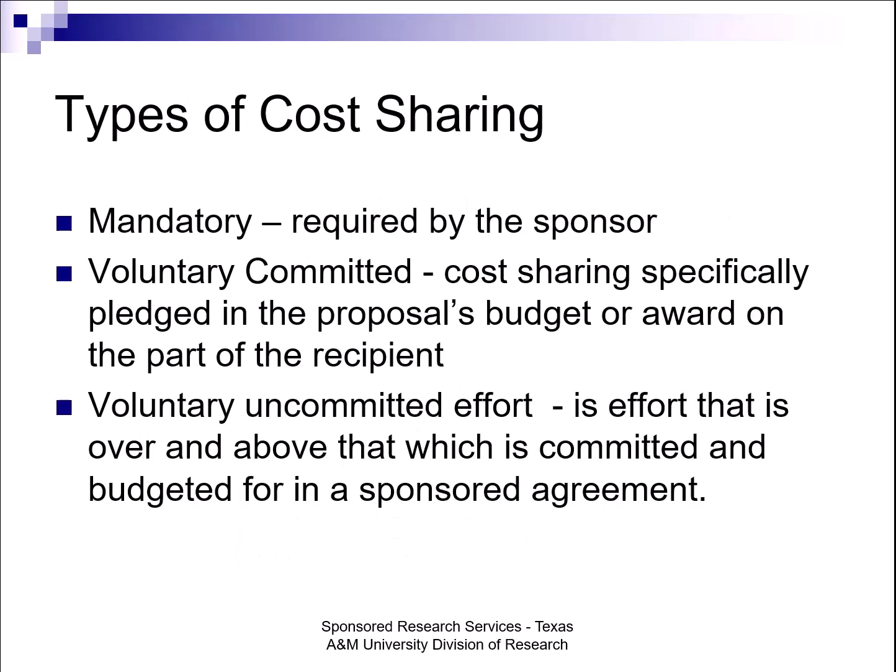Uniform Guidance Section 200.306 is where federal cost sharing requirements are detailed. Here are the types of cost sharing. Mandatory is required by the sponsor. This will be stated in the funding opportunity announcement.